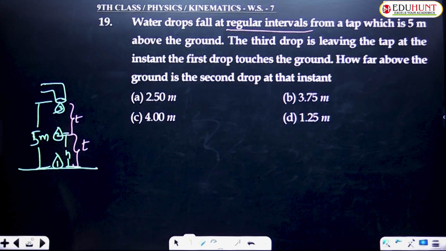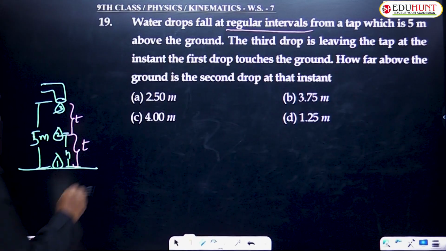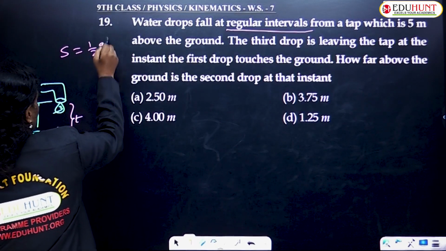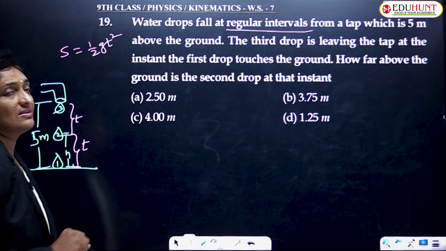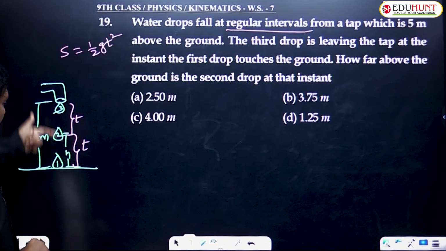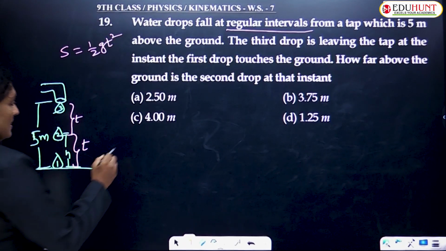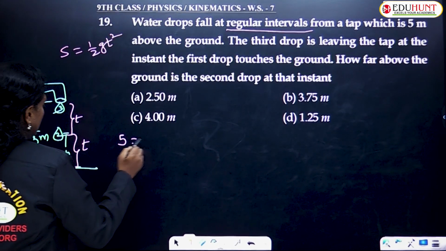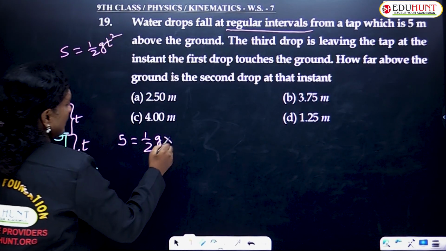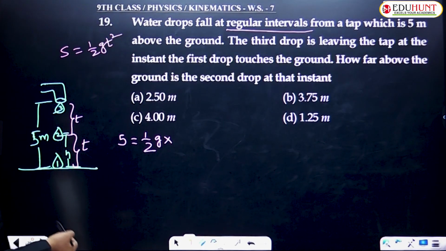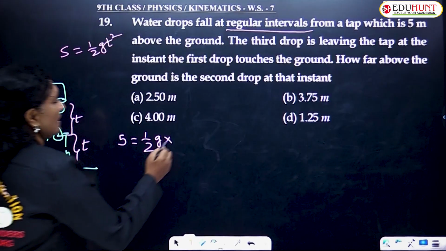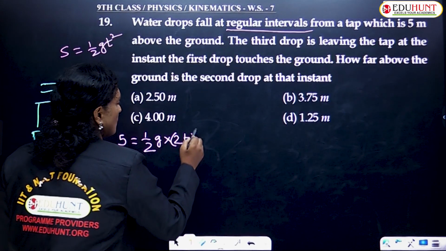This is very clear that it is an example of a freely falling body. So from our equation s = ut + half at square, for a freely falling body we take it as s = half g t square. For the first water drop, from here to here, the distance is 5 meters, which is half g. Let me take it as g only; later I will substitute whether it is 10 or 9.8. T square. Here it is t, here it is t. What is the total time, children? 2t. So (2t) whole square.